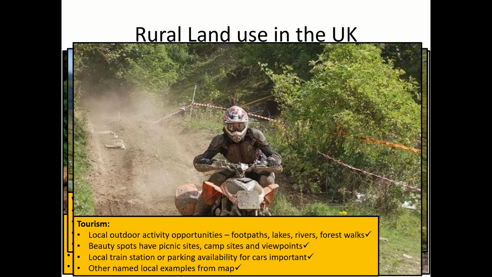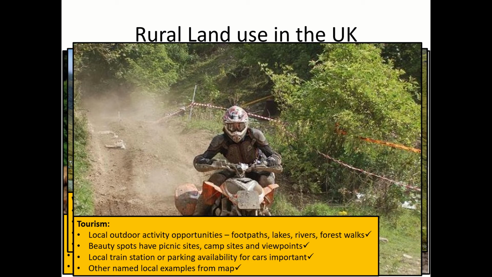Tourism is an economic use of the land, and in order for an area to be suitable to tourism, you're looking for things that tourists could use. And on a map, that's quite straightforward, because tourists can make use of a lot of different things. For example, footpaths would be something which a tourist could make use of. Lakes for swimming or boating on, rivers and forest walks are all valid examples.